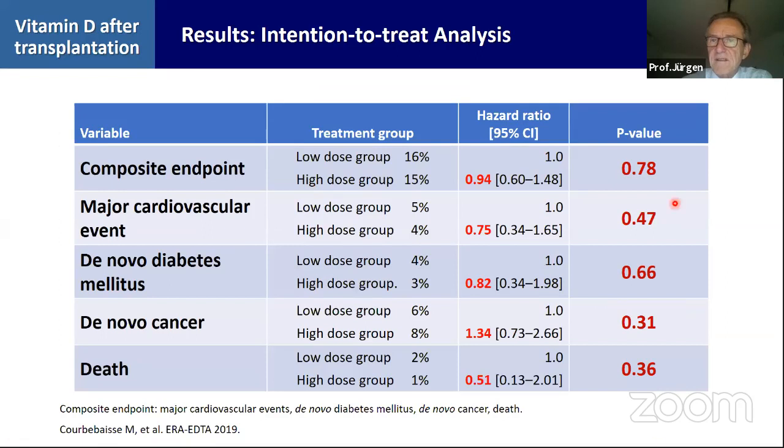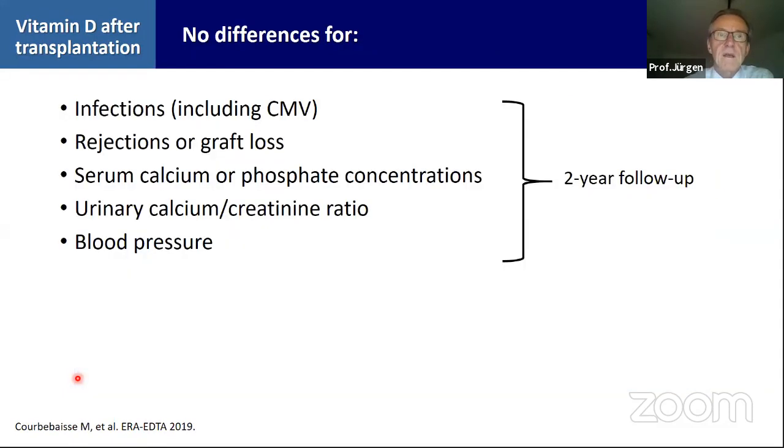This is the frustrating slide. Even if you give these very large doses for 2 years, there's no difference in major cardiovascular events, diabetes, cancer, or death. Very much in line with the American VITAL study in a large cohort of normal people with no kidney disease. There were also no differences for infections, rejection, calcium or phosphate, calciuria, or blood pressure.